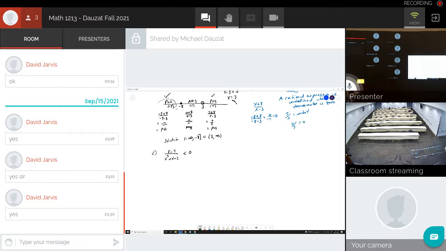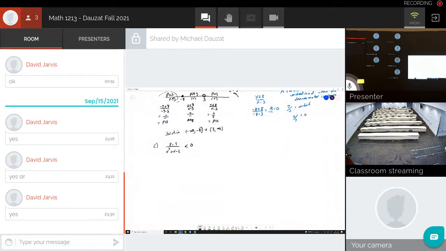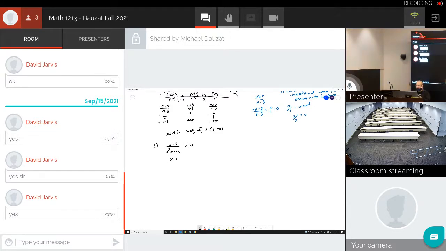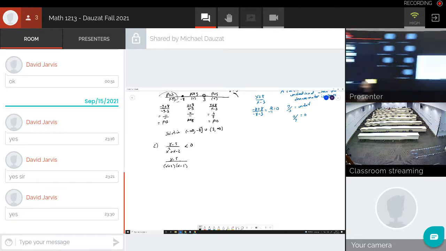So step number 1 says to do what? Factor. Is there anything I can factor, either the numerator or the denominator? In number 1, I couldn't factor anything. What can I factor in number 2? The denominator is quadratic. So I have x minus 5 divided by, and then in the denominator, the 2 binomials will be x plus 2 and x minus 1. X plus 2 times x minus 1. And then that's less than 0.